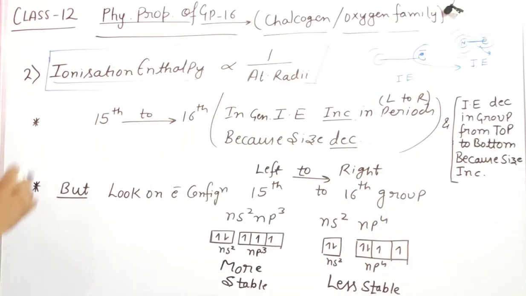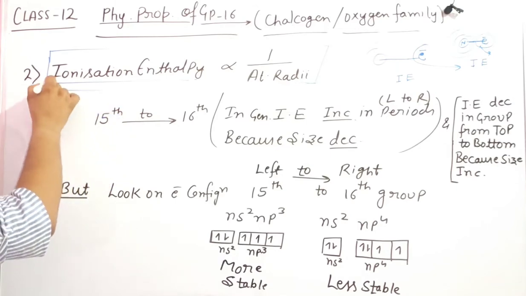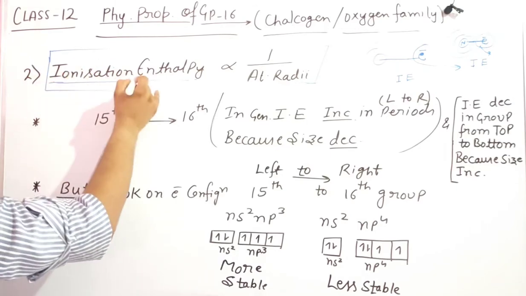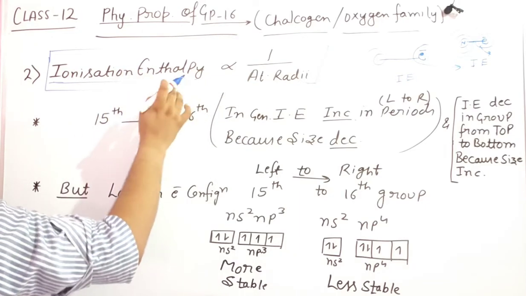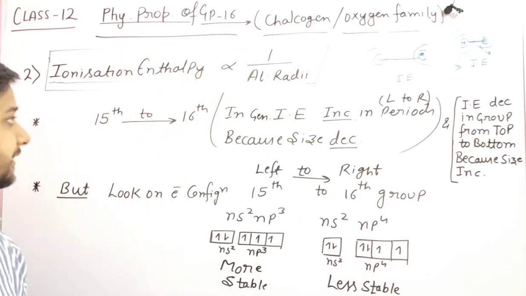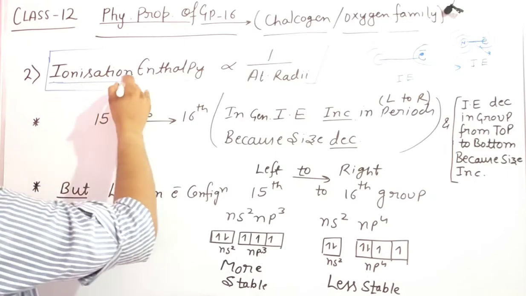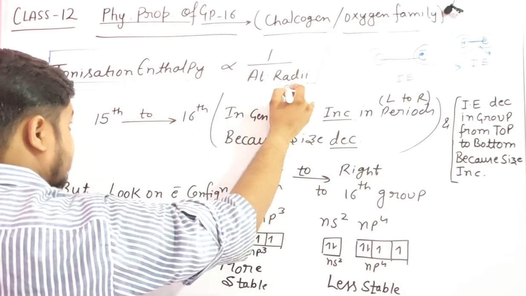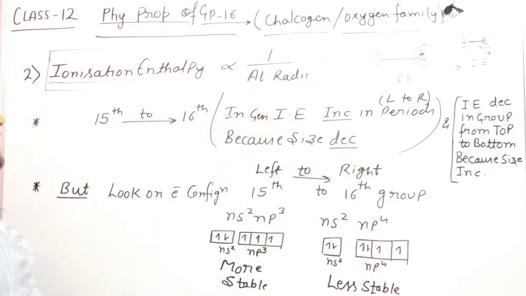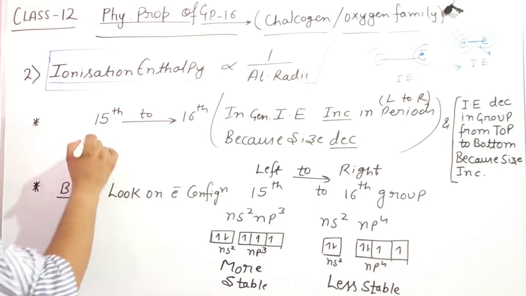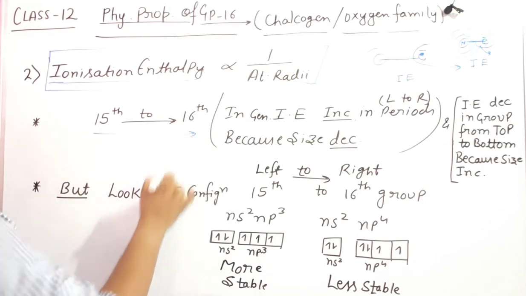Now, I think you must understand this one. Ionization enthalpy depends on the atomic radii. That means to say it is inversely proportional to the atomic radii. As the ionization enthalpy increases, the atomic radii decrease. As the ionization enthalpy decreases, the atomic radii increase. They are just inversely proportional to each other. Clear? Now we are talking about group 15 to group 16.